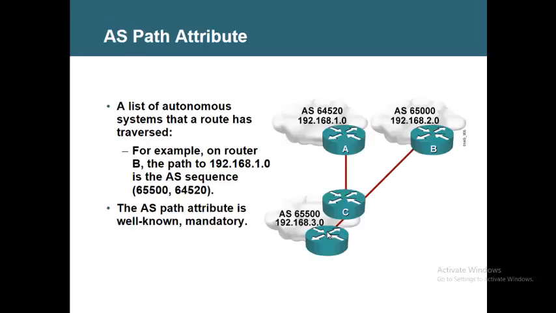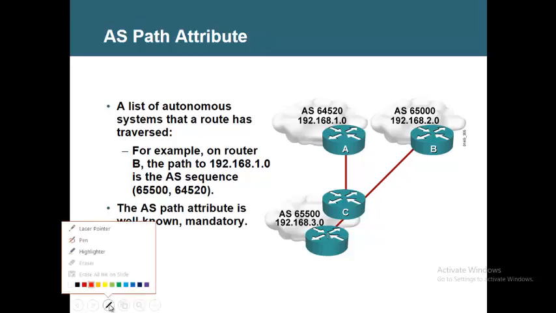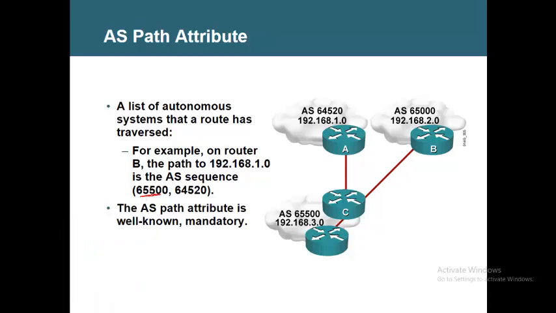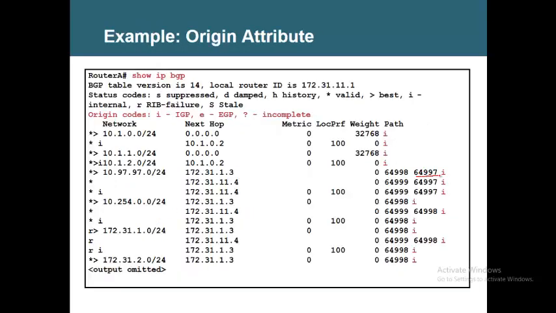Now, about this AS path attribute, I explained in the previous class. The immediate autonomous system from where we receive the updates will be reflecting as the first number, and the autonomous system from where it originated will be the last number. When you see BGP updates, the last number is the place from where this network is originated.